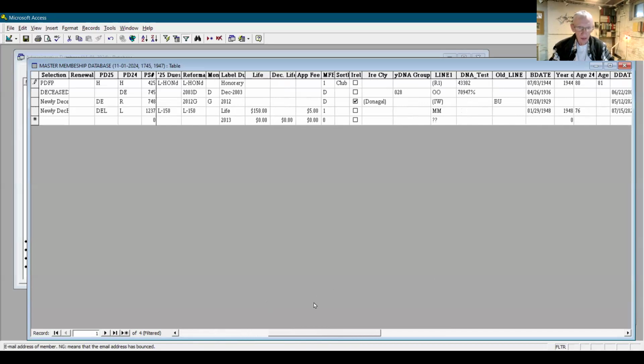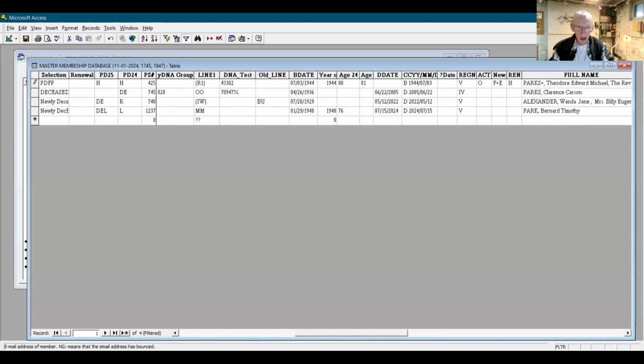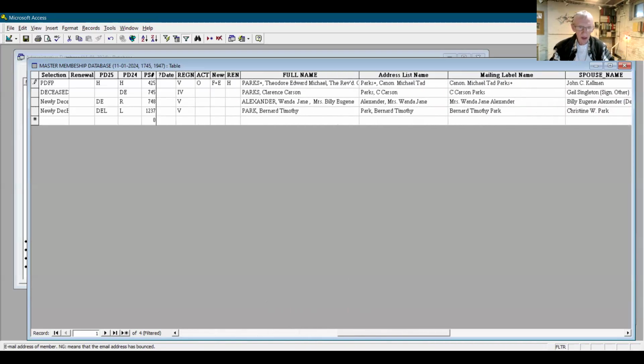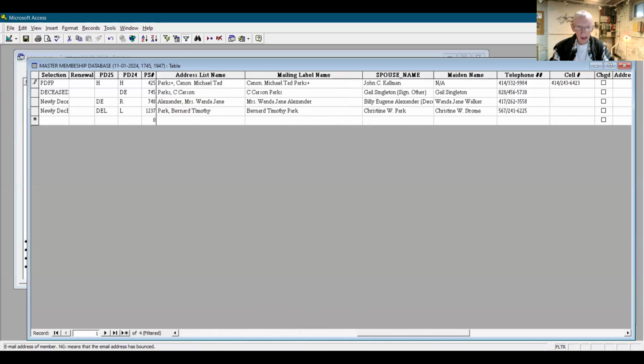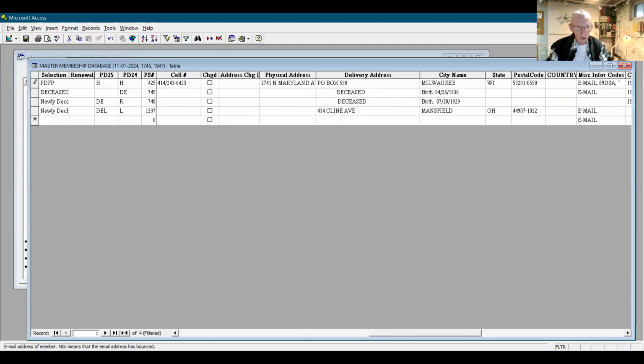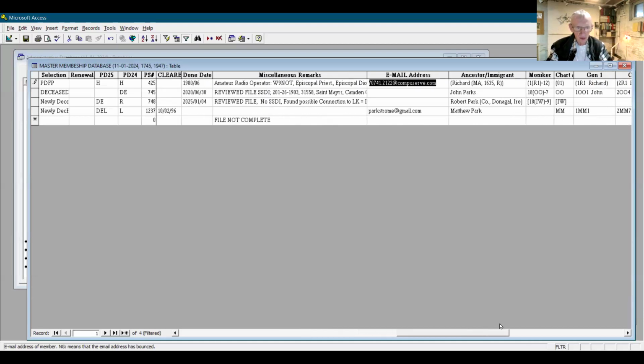Now, this is the membership database, remember. We show their lineage key. We have information about the birth dates and death dates and things like that, the name, the spouse's name, because sometimes when you call them, you're going to be talking to the spouse. So it's kind of nice to know who that is. The maiden name, the phone numbers, addresses, and so forth.